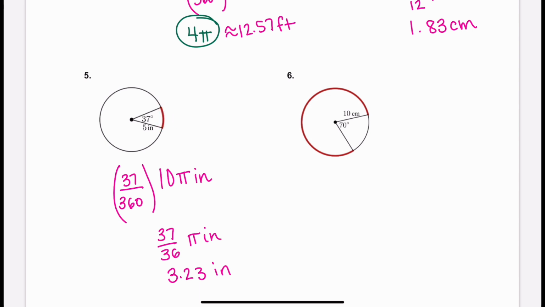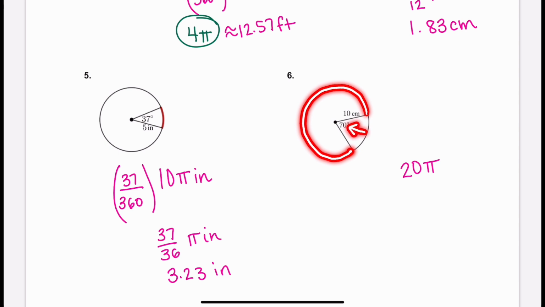Number 6, to find the circumference of the whole circle, 10 is the radius. I double that to be 20 for the whole diameter. 20 pi times diameter would be 20 pi, but I don't have the whole circumference. I just have the arc length, which is a piece of the circumference. So I'm wanting from here to here.